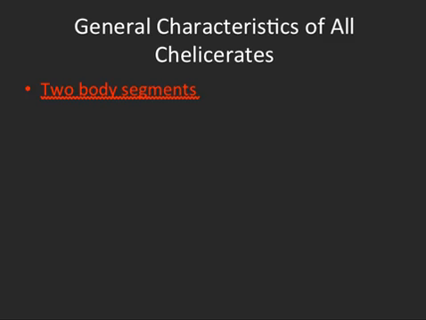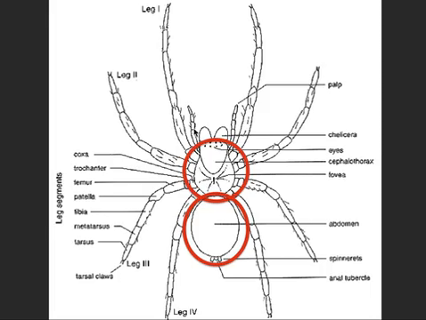So first we need to discuss general characteristics of chelicerates. And these are what groups these animals together. They have these things in common, and so they're in subphylum Chelicerata together. And the first thing all chelicerates have in common, they have 2 body segments. So this is a general drawing of a spider, but it fits with all chelicerates. They have 1, 2 body segments. In contrast, insects have 3 body segments, but all chelicerates have 2.